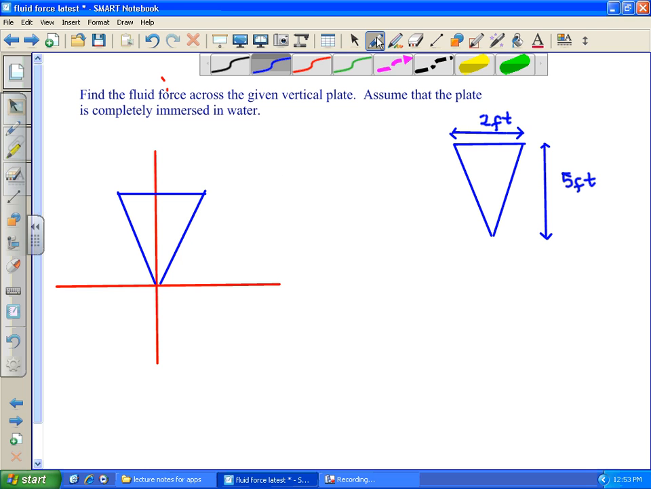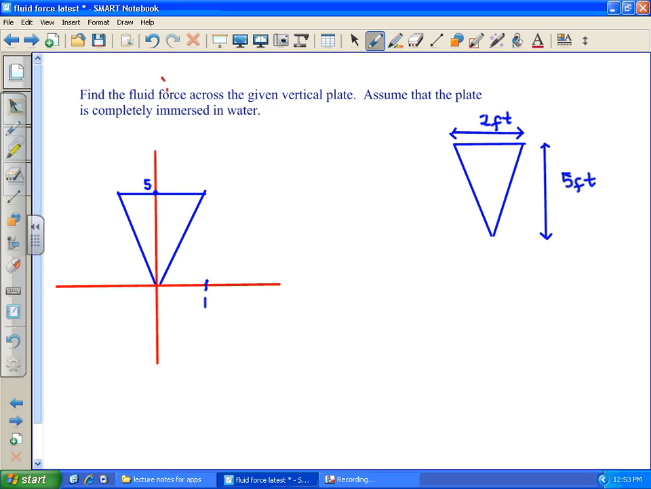So what would be this coordinate here? Then what would be this coordinate here? Since it was 2 feet across and we're putting this right through the center, this should be 1. And on the top, that should be 5. Now, why did I put it that way?